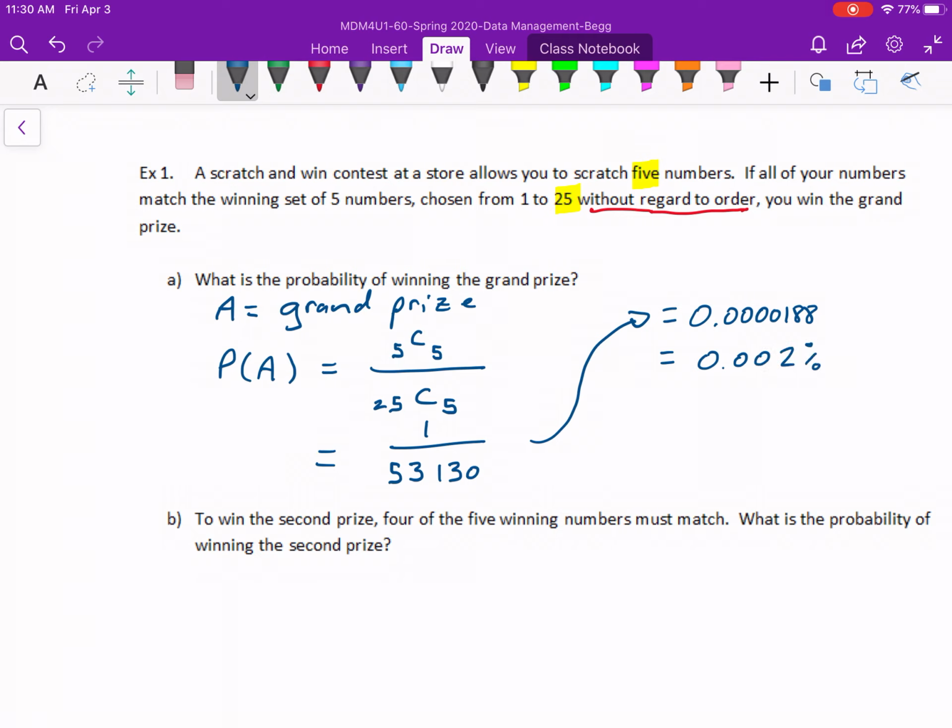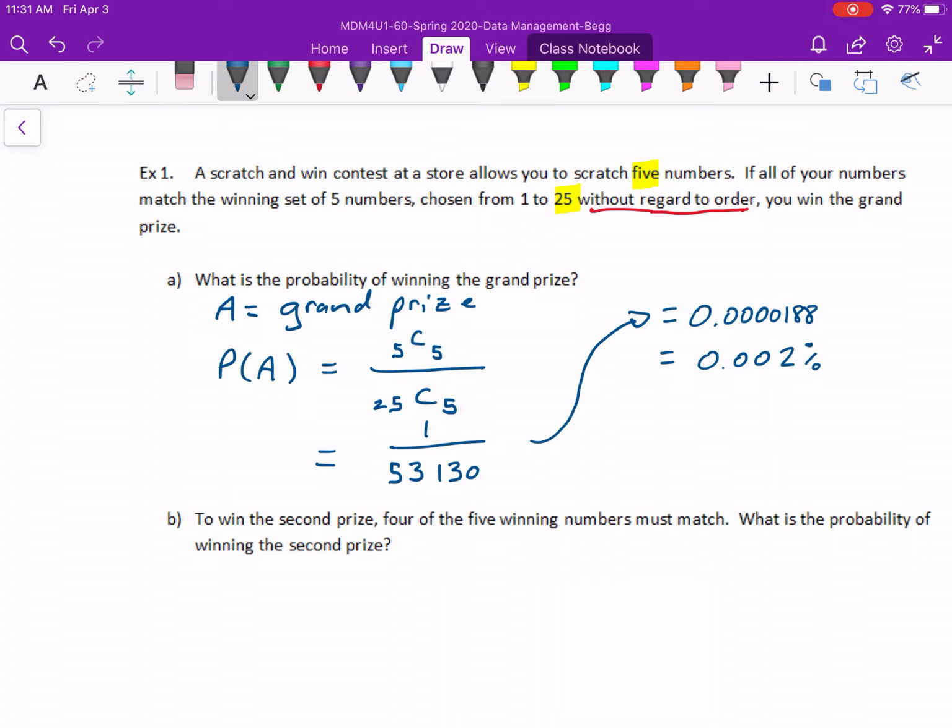Okay, so pretty unlikely that you are going to win the grand prize if you have to get 5 out of 25 numbers. And we've already seen 6/49 means you have to get 6 numbers right out of 49. So I think the probability for that was something like 1 out of 14 million. So you're better off saving your money when it comes to 6/49.